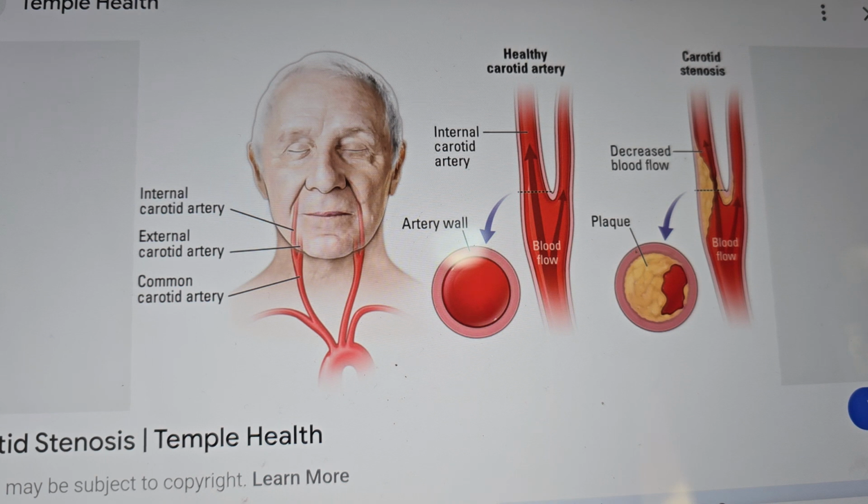Stroke ranks third among all causes of death in the US, behind heart disease and cancer. So heart disease and cancer are first and second, and stroke is third respectively. About 55,000 more women are affected. Approximately 60% of all stroke deaths occur in females. African Americans and Mexican Americans have a higher risk of stroke compared with Caucasians. Thus, diagnosis, prevention, and treatment of carotid artery stenosis play a vital role in stroke prevention.